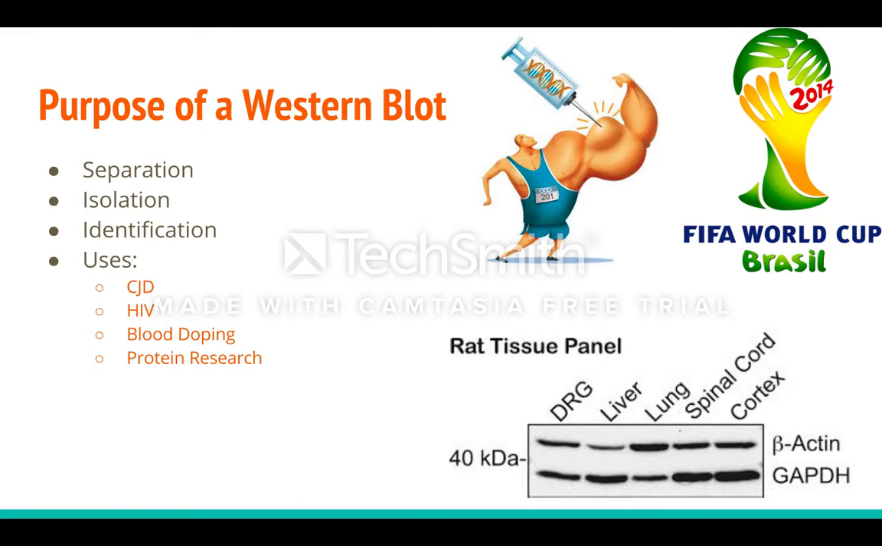More recently, the Western blot has been used to test for blood doping. So for those of you who don't know, blood doping increases the number of red blood cells in the body, increasing athletic performance and endurance. This has been a major problem in sports recently. You might have heard of this in relationship to bicycling. And the Western blot is currently the World Anti-Doping Agency's official test for blood doping in athletes, and was used to test every athlete that participates in the World Cup starting in 2014.